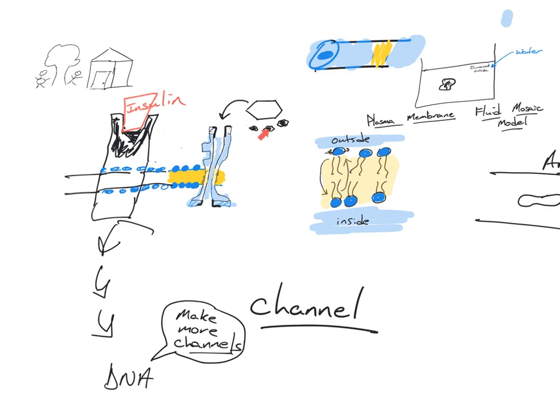So when you have high blood glucose and you have insulin, you make more of the proteins, and the sugar leaves the blood and goes into the cells. Goes from outside to inside. This is a receptor.